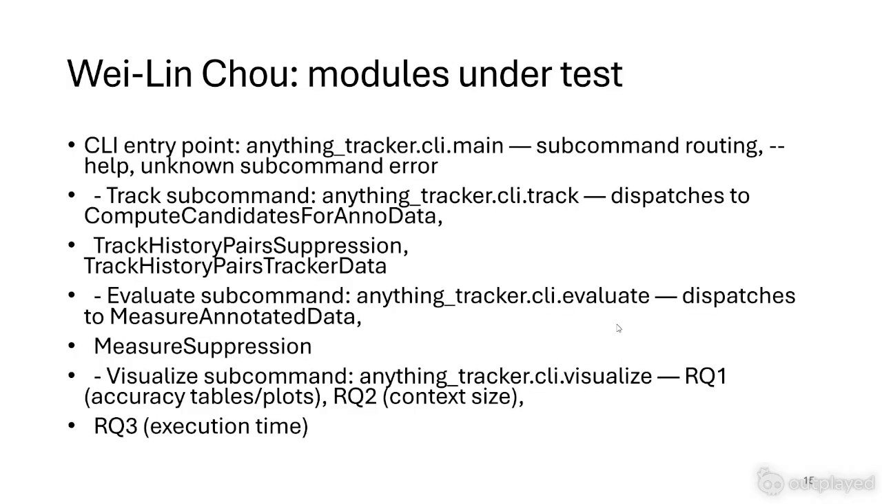For the CLI entry point, I worked on anything tracker main, and the modules I was testing included the track subcommand as well. I also worked on track history pair suppression. The second thing I worked on was the evaluate subcommand. Anything tracker CLI dispatches to work on a file, measure annotated data, and I also worked on the measure suppression command as well. Second of all, I also visualized the subcommand when it's called, as well as visualizing the execution time.